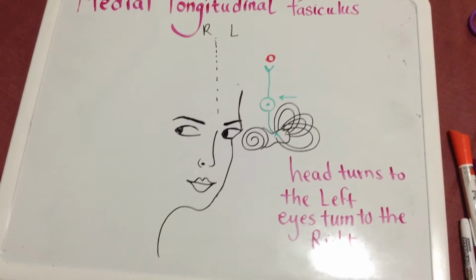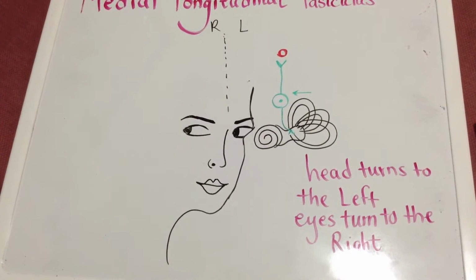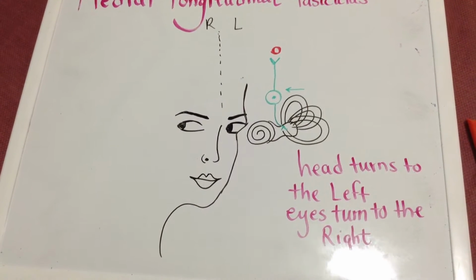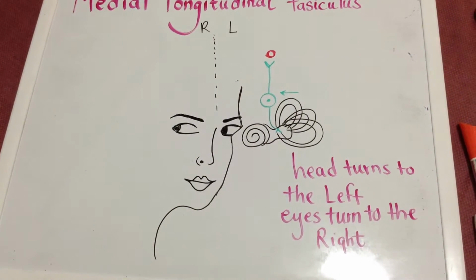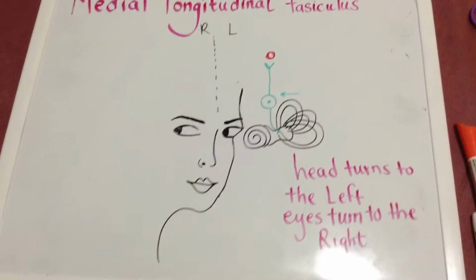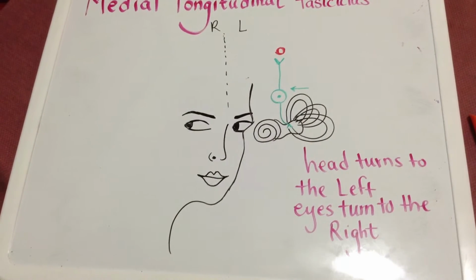Medial longitudinal fasciculus. This is a reflex in which when your head turns to the left, your eyes turn to the right. Whatever direction your head turns, your eyes turn to the opposite direction. A lot of people say that this reflex doesn't make sense to them because they try to do it.